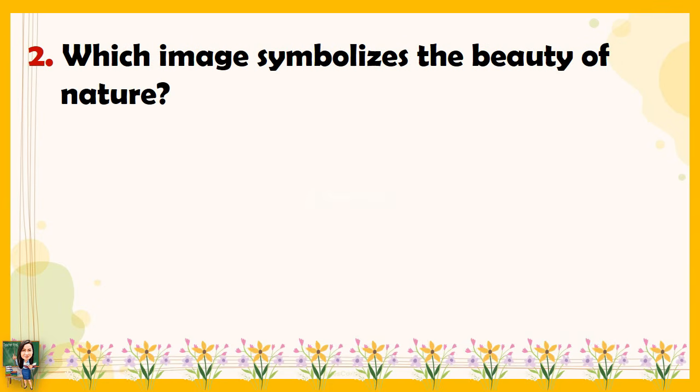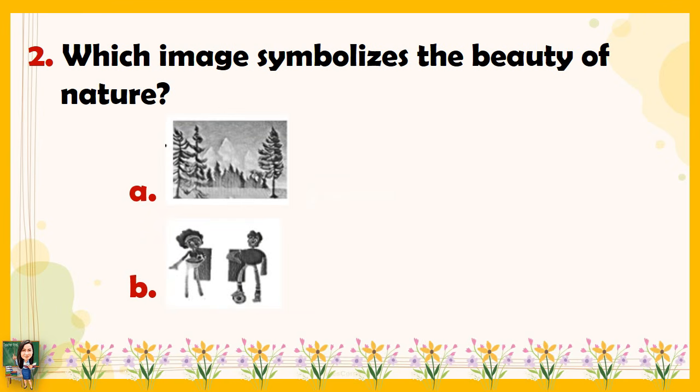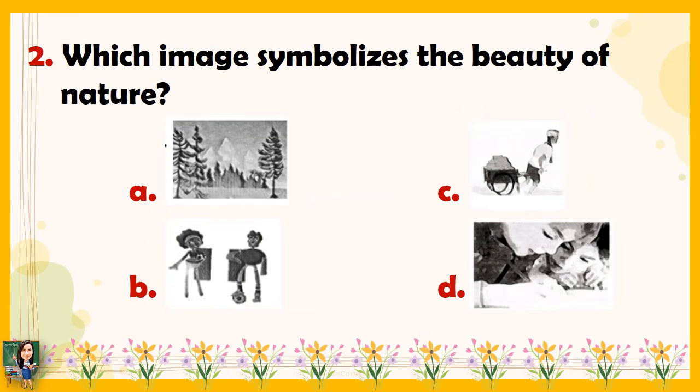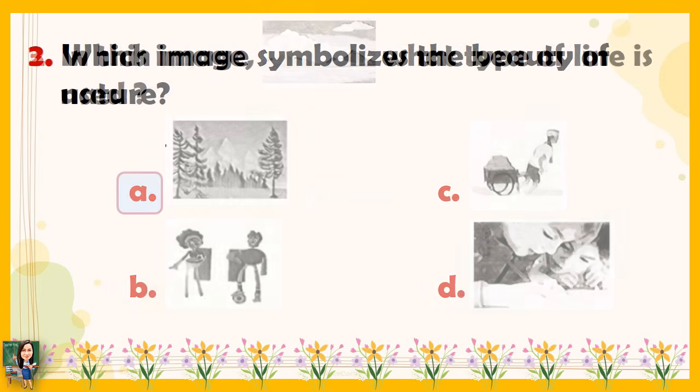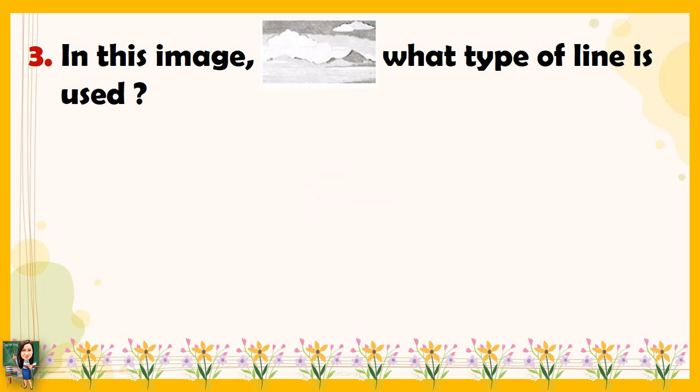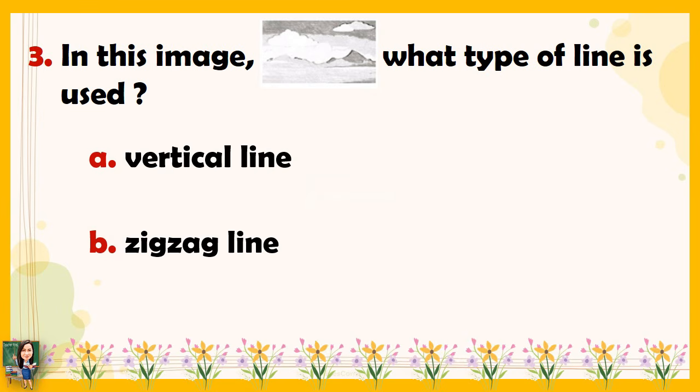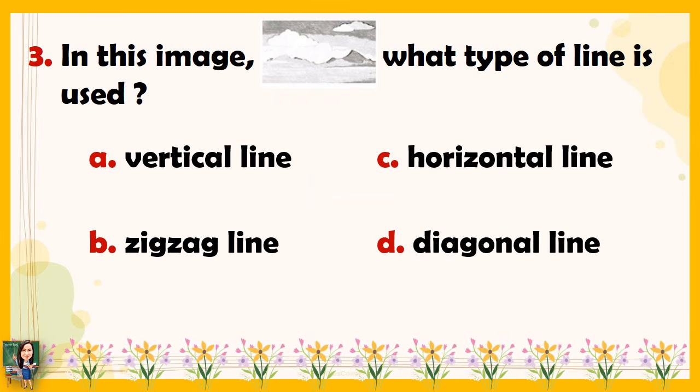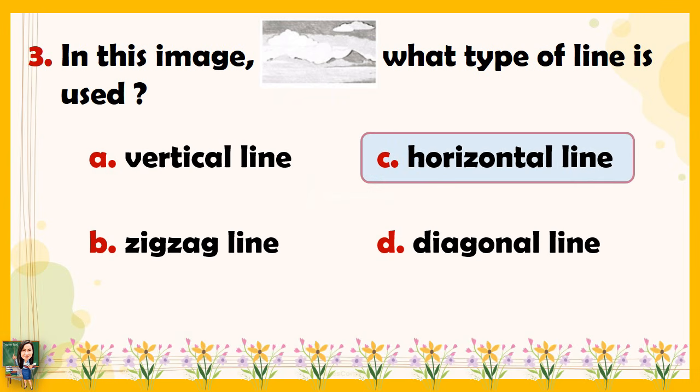Number 2. Which image symbolizes the beauty of nature? A, B, C, or D? Very good. The correct answer is letter A. Number 3. In this image, what type of line is used? Is it A, vertical line, B, zigzag line, C, horizontal line, D, diagonal line? Very good. The answer is letter C, horizontal line.